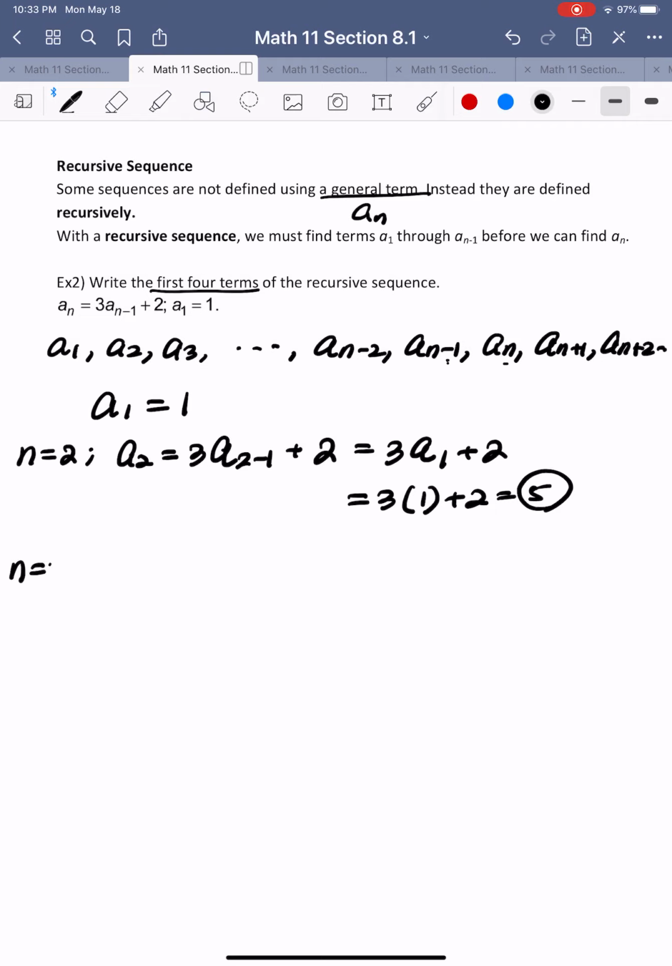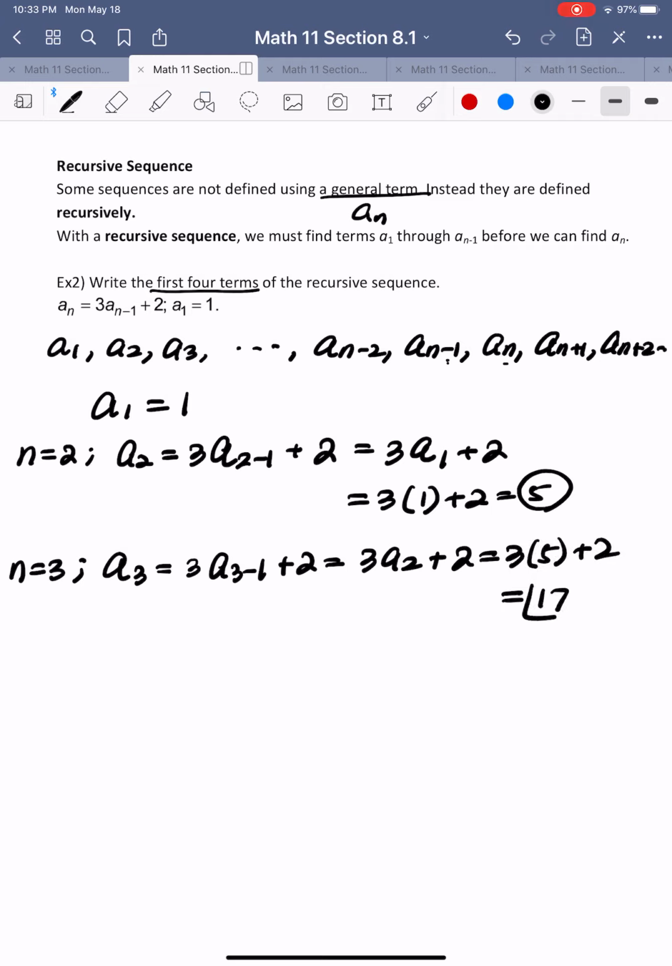Now, in order to find the third term, we have to use n equal to 3. So a sub 3 is 3 times a sub 3 minus 1 plus 2, same as 3 times a sub 2 plus 2. And then a sub 2 is 5, so 3 times 5 plus 2 makes 17.